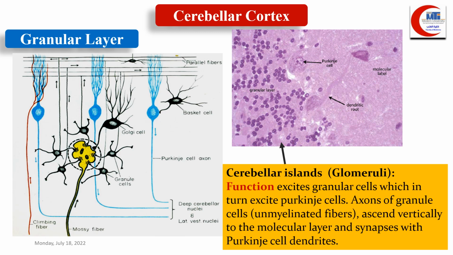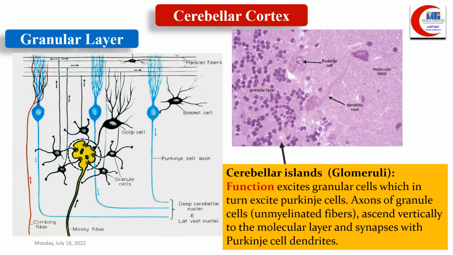What about the function? The function of cerebellar island is to excite granule cells, which in turn excite Purkinje cells. So it excites granule cells at first through their dendrites, which in turn excite Purkinje cells. The axons of granule cells, which are unmyelinated nerve fibers, ascend vertically to the molecular layer and synapse with what? Synapse with Purkinje cell dendrites.